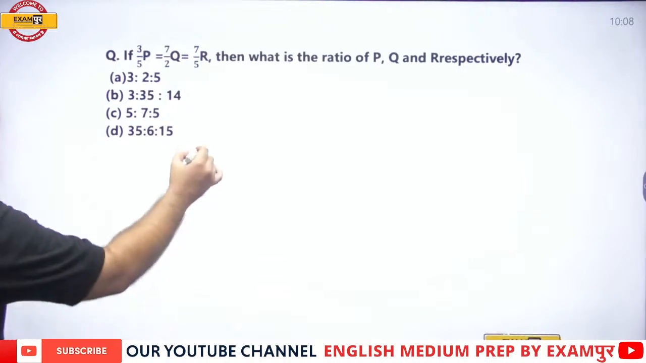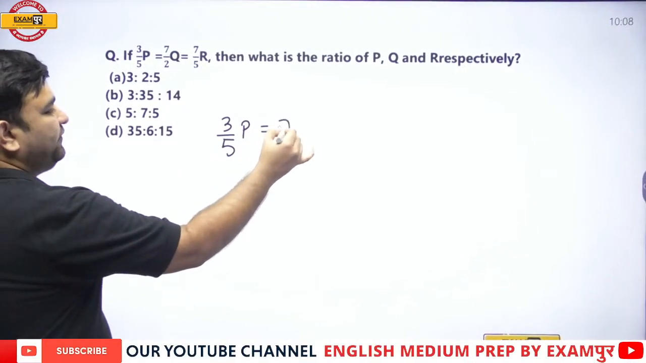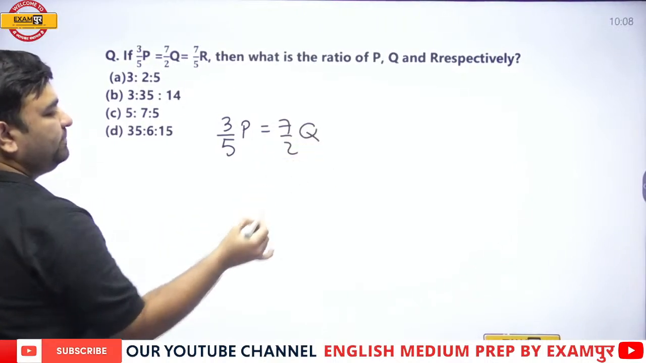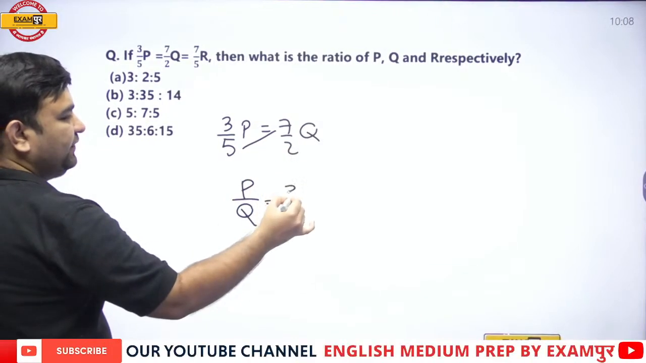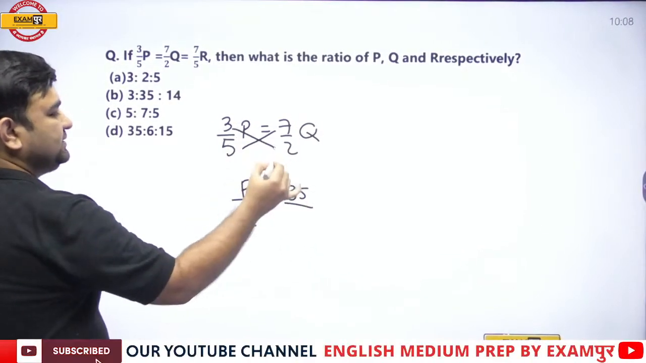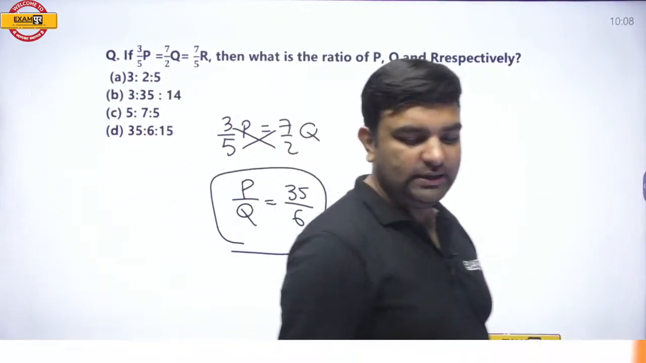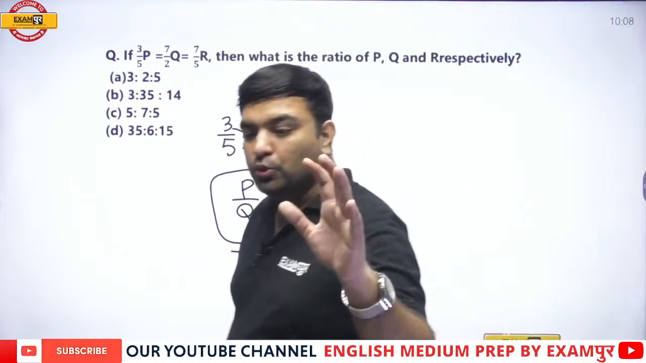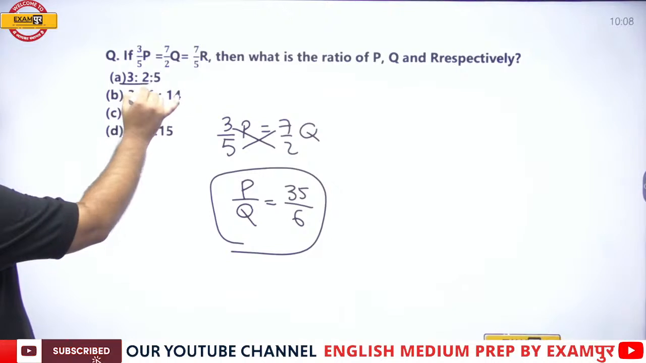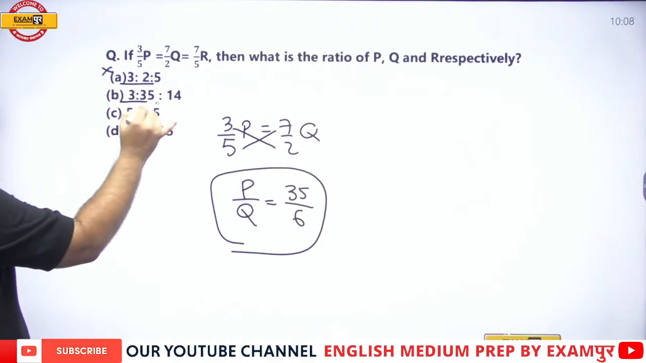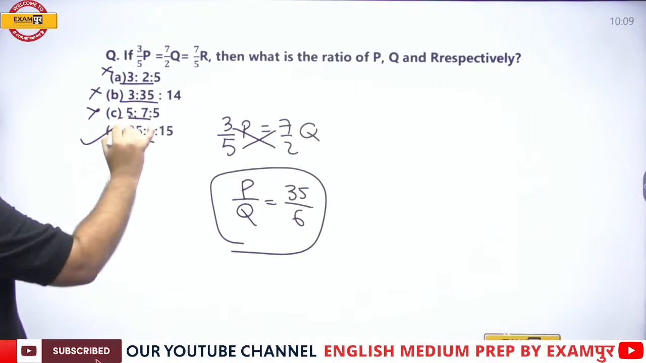Okay, Shrivani, well done. 3 by 5 of P is equal to 7 by 2 of Q. So P by Q is 7 times 5, that is 35, over 3 times 2, that is 6. P by Q should be in the ratio 35 to 6. Is it 35 to 6 here? No. Over here? No. Over here? No. Here? Yes.